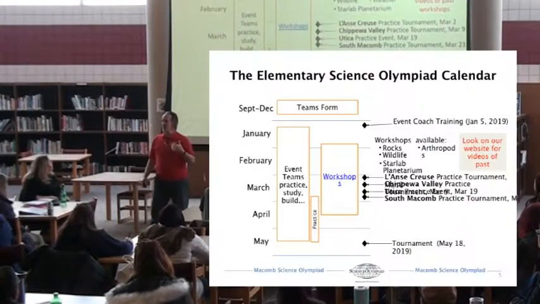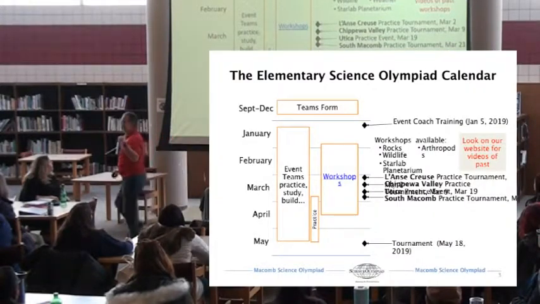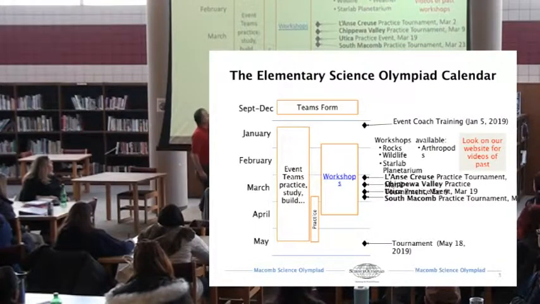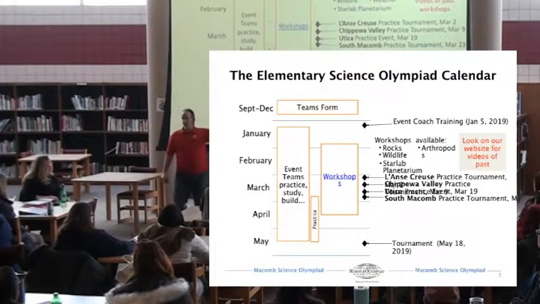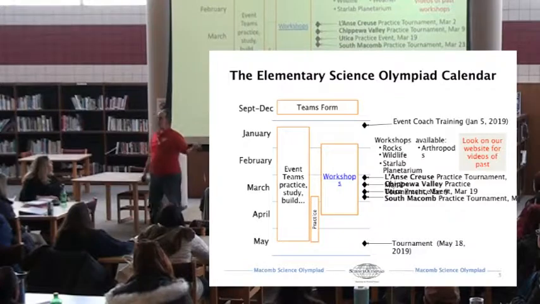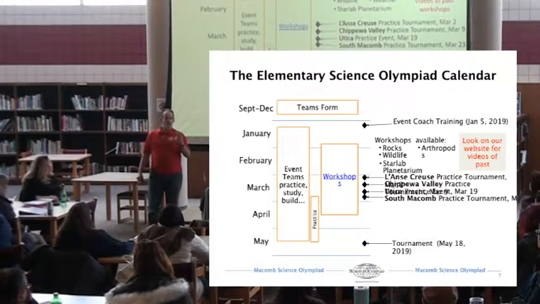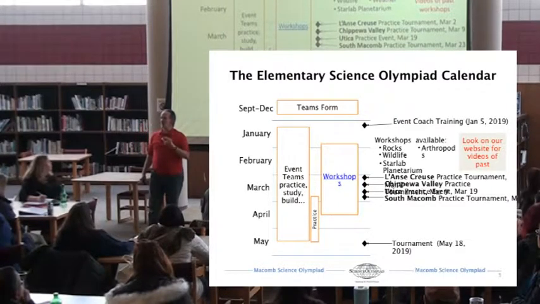So here's a calendar. You will see your team formed hopefully by December. You guys are all here. And maybe that's event coach training is today. Over this time period between now and May, you guys are going to be practicing, right? There's some stopping points along the way. Every team here is invited to a practice tournament. There are three, I'll say the big three, which are the three big districts, who hold a practice tournament specifically for the schools in their district. So if you're Utica, Chippewa Valley, or Lanse Creuse, you're in that category.